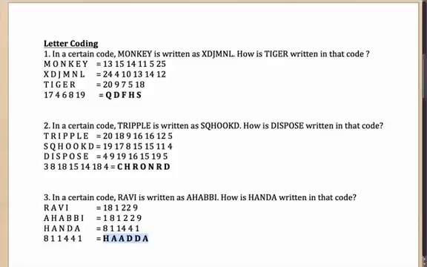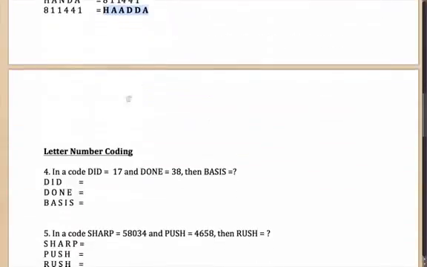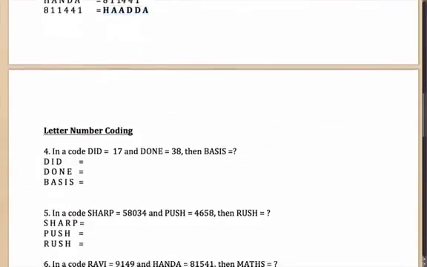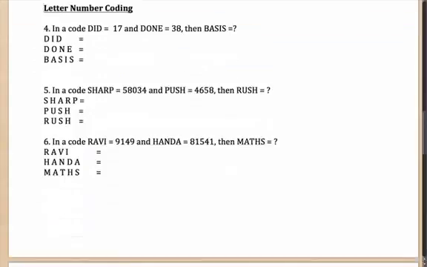So this is essentially what letter coding is all about. To solve these questions, we first converted them to numbers and then converted them to letters again. My input was a letter and my output was also a letter, and that is why it is known as letter coding. Now let us look at something a little different from it, that is the letter number coding.